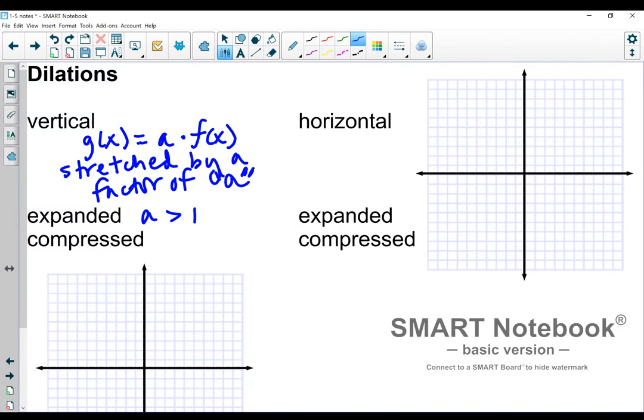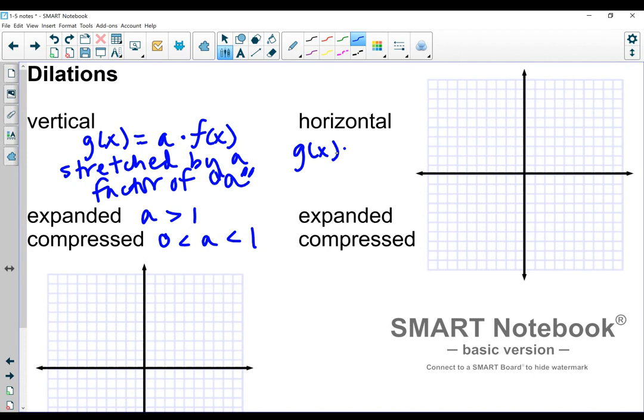Remember, we don't have to worry about negatives here because negatives would be reflecting it. So if it's bigger than 1, it's going to make it bigger. If it's compressed, that means a is going to be between 0 and 1. Because if it's anything less than 0, it's reflected. There's all other kinds of things going on. So we're looking at a being an absolute value. Horizontal expanded and compressed are going to be backwards.